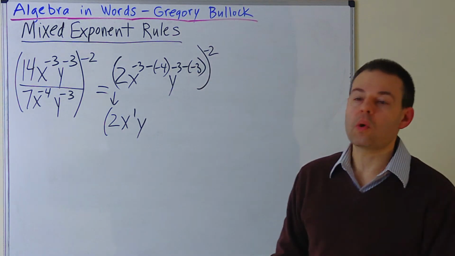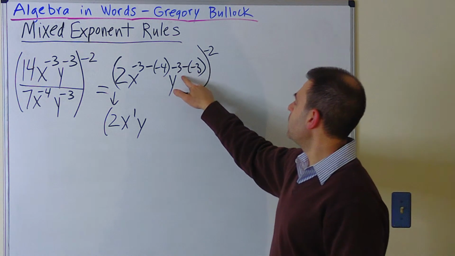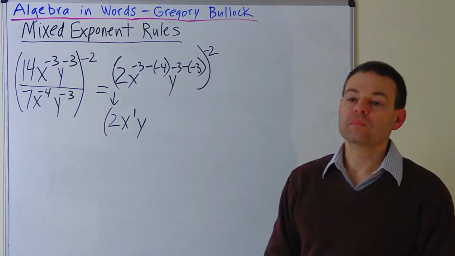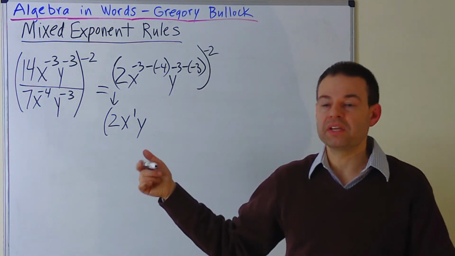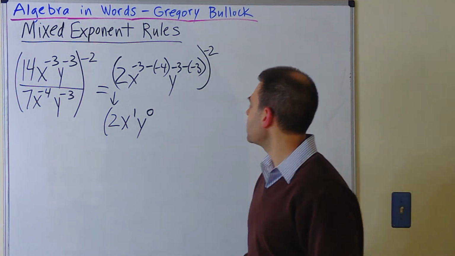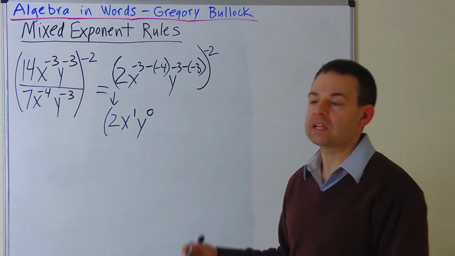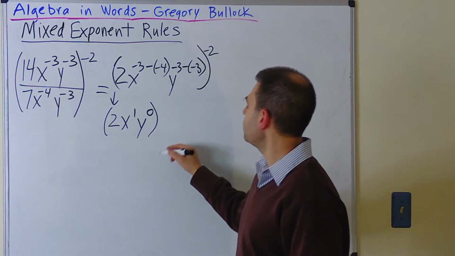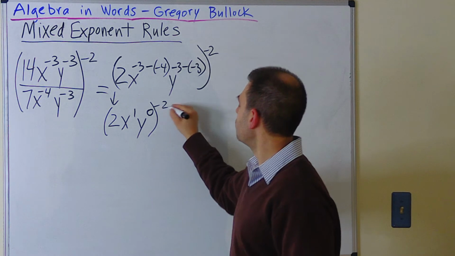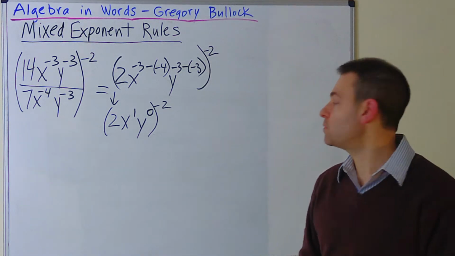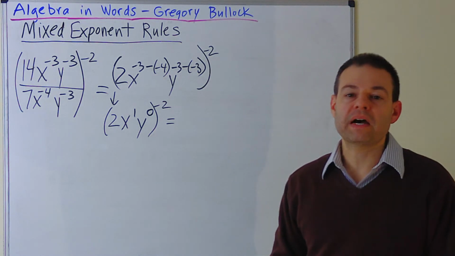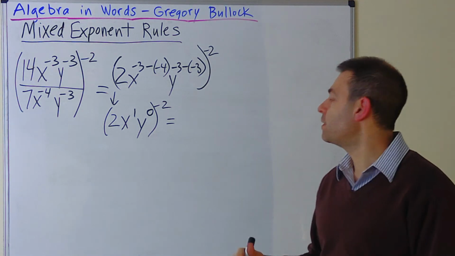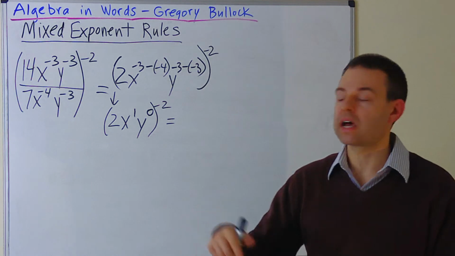And now let's do the y. Negative 3 minus negative 3, which means negative 3 plus 3. Negative 3 plus 3 is 0. And again, you might know what that simplifies to, but for now I'm going to write it as y to the 0. Close that parentheses, and now don't forget the outer exponent negative 2. And now I'm just going to continue to simplify a little bit inside before we apply the negative exponent inside.